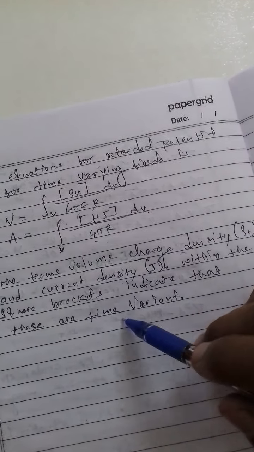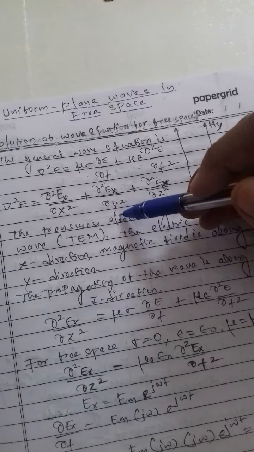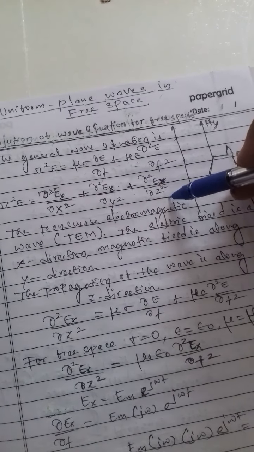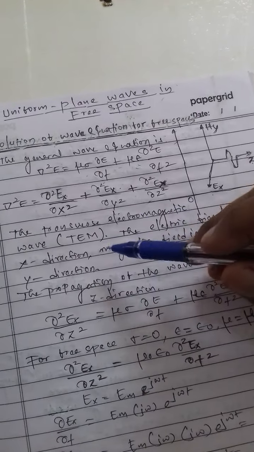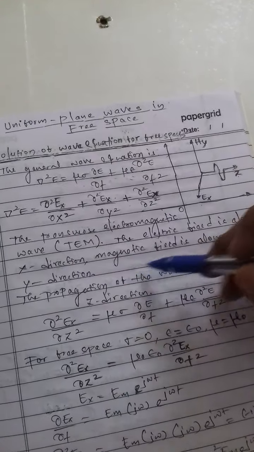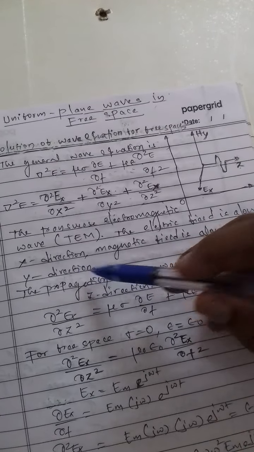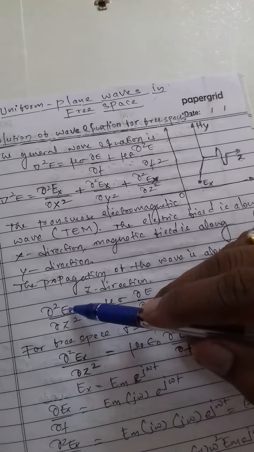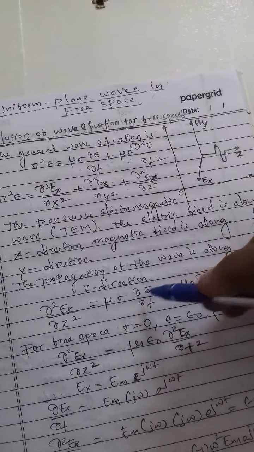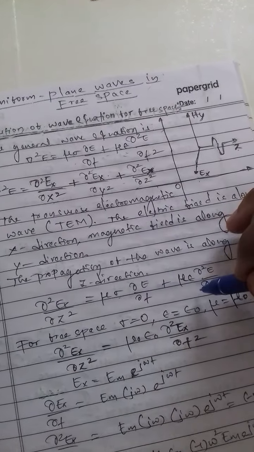Del square E is equal to dou square Ex upon dou x square plus dou square Ex upon dou y square plus dou square Ex upon dou z square. For the transverse electromagnetic wave, the electric field is along the x direction, the magnetic field is along the y direction, and the propagation of the wave is along the z direction. So dou square Ex upon dou z square is equal to mu sigma dou E by dou t plus mu epsilon dou square E by dou t square.